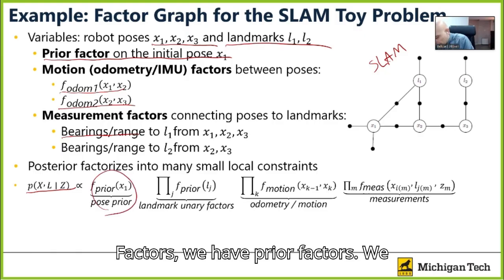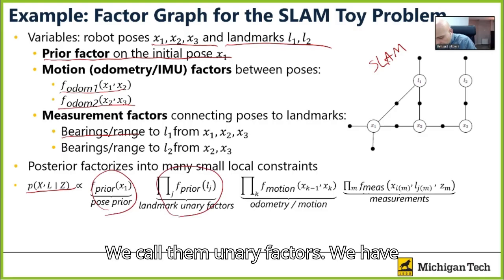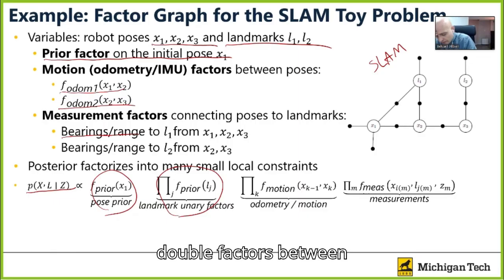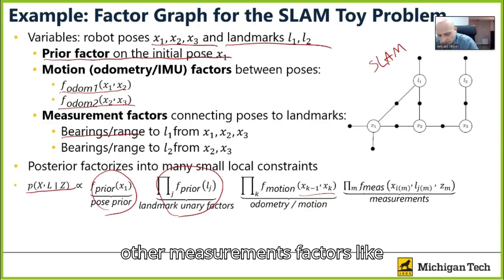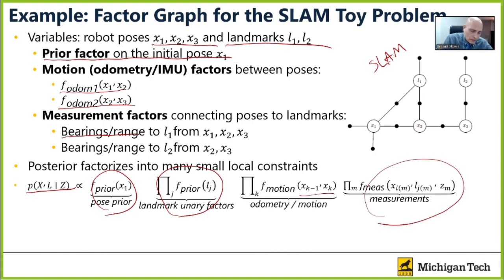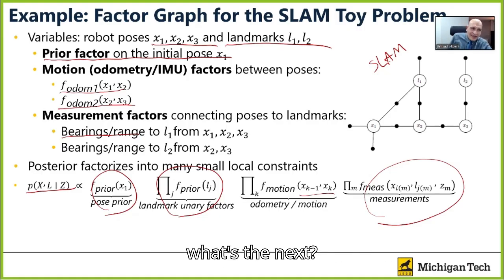Factors, we have prior factors, we have landmarking factors, we call them unary factors. We have odometry function, double factors between two neighbor states. And we have other measurements factors like distance from landmarking. We just multiply them all together. So what's the next?